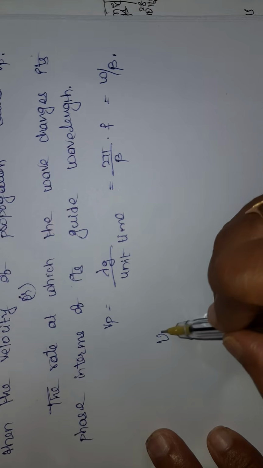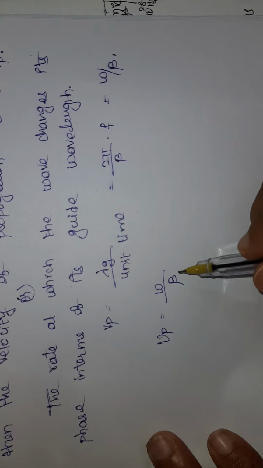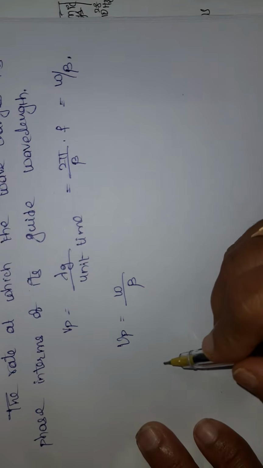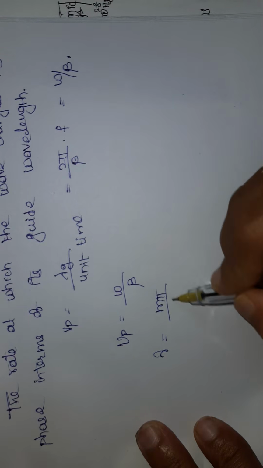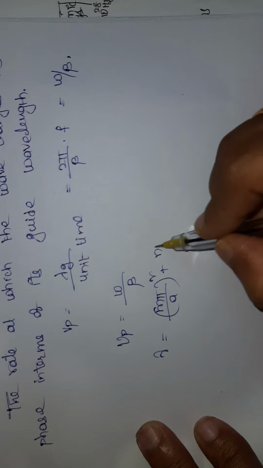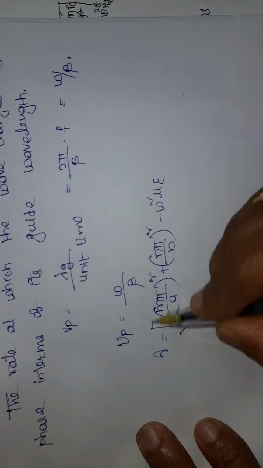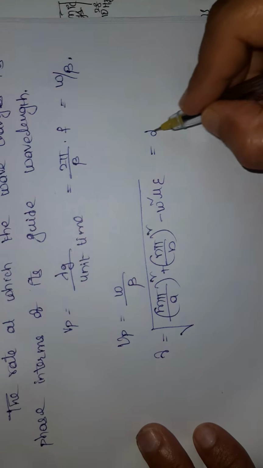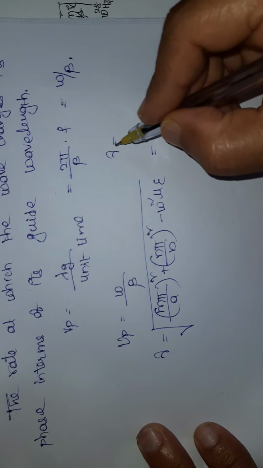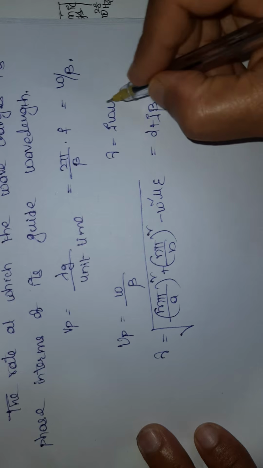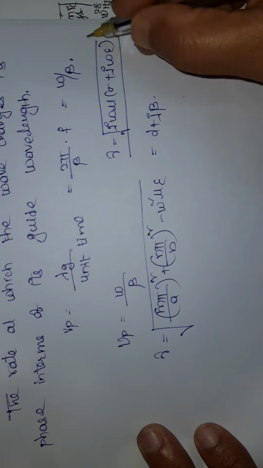So Vp is equal to omega by beta. So first we have to get beta. Here we know that the propagation constant gamma for rectangular waveguide is the square root of m pi by a whole square plus n pi by b whole square minus omega square mu epsilon. So this is nothing but alpha plus j beta. In general, gamma, the propagation constant for a uniform plane wave, will be the square root of j omega mu into sigma plus j omega epsilon. This is for the uniform plane wave.